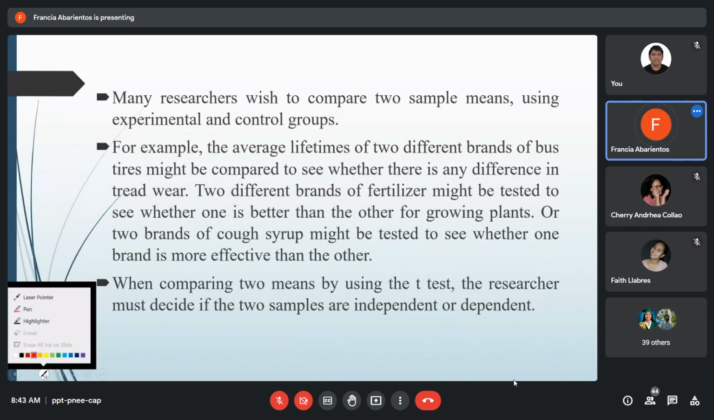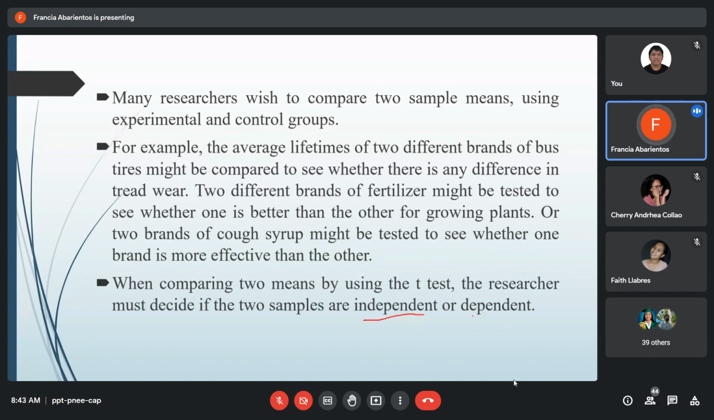Excuse me. Ayan. Ito, independent or dependent. Malumanay lang ang boses ni ma'am. Ayan, para hindi masyado may pressure.